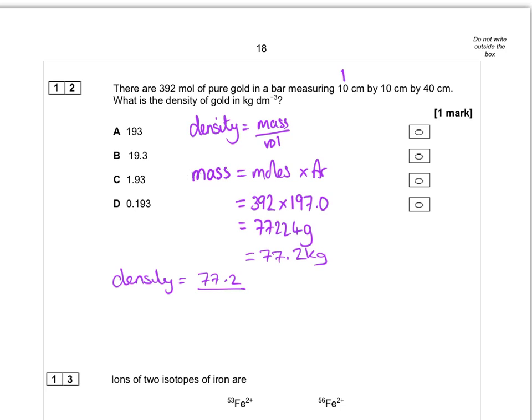So to go from centimetres to decimetres, you divide by 10, so that would be 1, that would be 1, and that would be 4. So it's going to be 1 times 1 times 4, which is equal to 19.3 kilograms per decimetre cubed. And that is answer B.